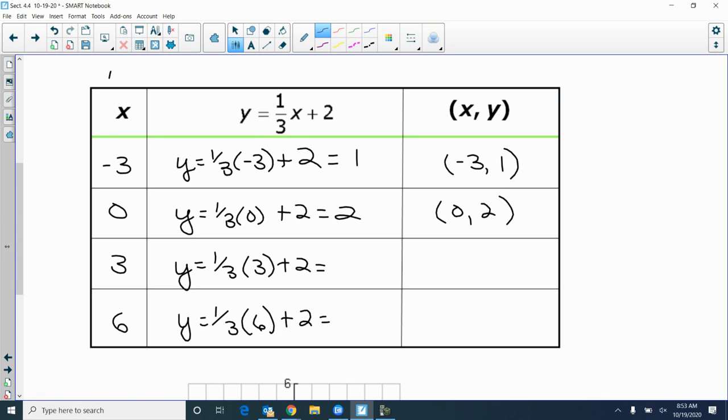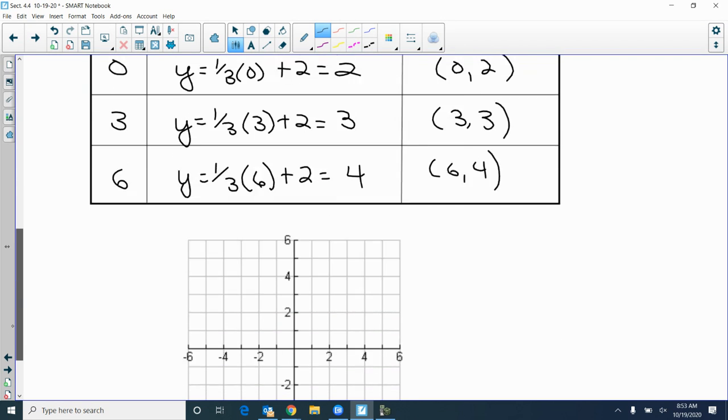How about when you substituted in 3? I got 3. So that would equal 3. So that gives me the point 3, 3. And how about when you plugged in 6? I got 4. Yep, that would be 4. So 6, 4. All right, plot those points.